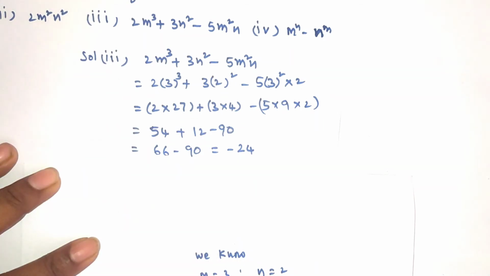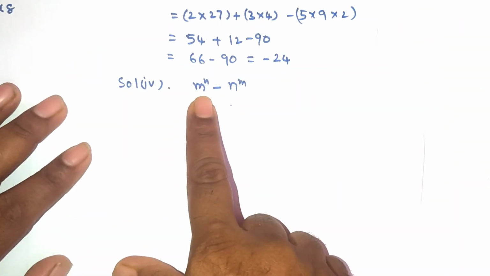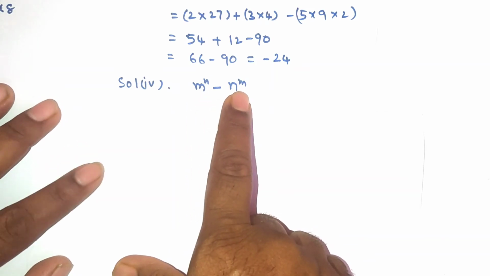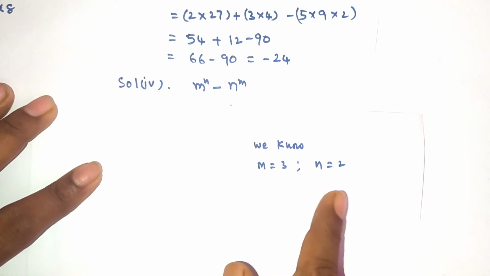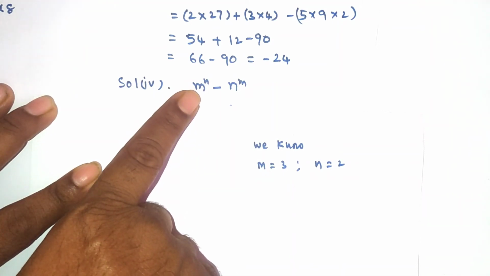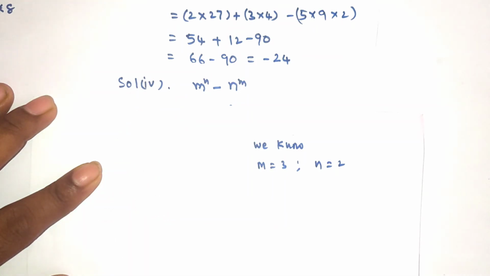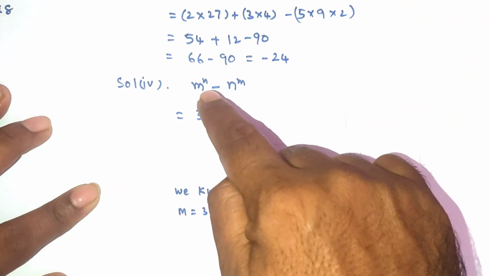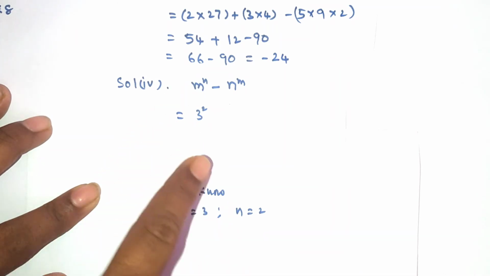Let us solve the next problem. Problem number 4. M to the power of n minus n to the power of m. We know the values of m and n, so we have to replace m value and n value in this equation. Since m value is equal to 3, we replaced m with 3 and n with 2 because m is equal to 3 and n is equal to 2.